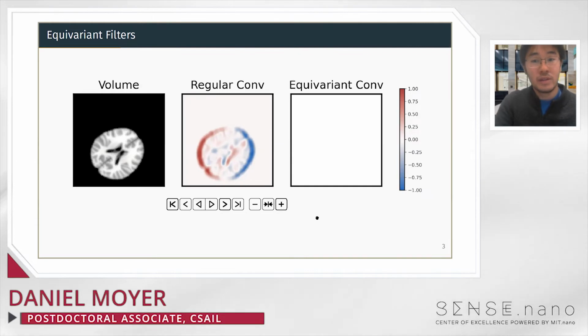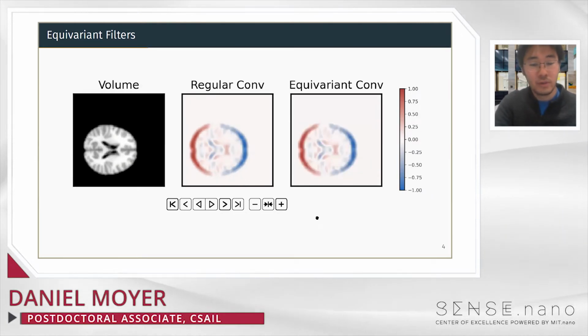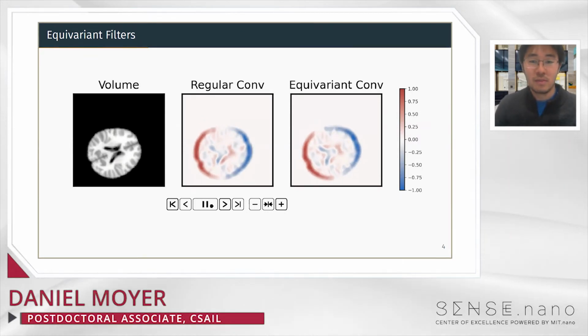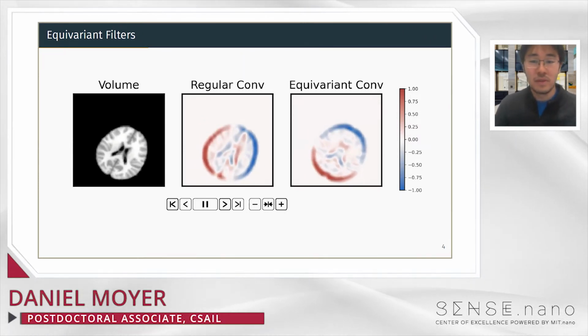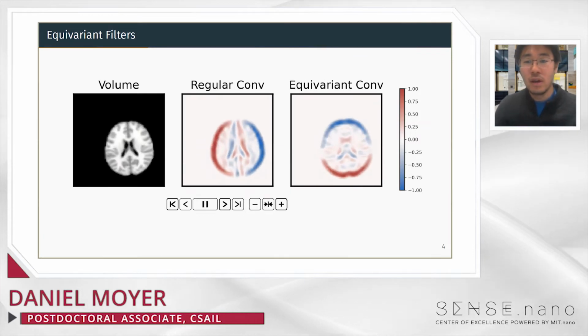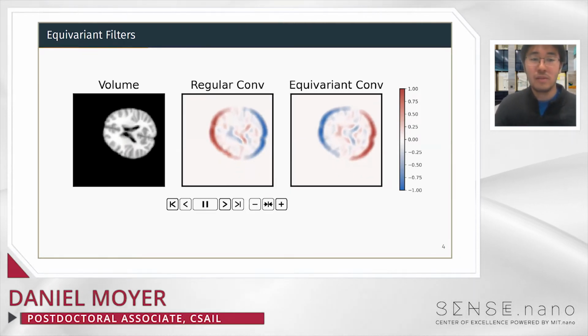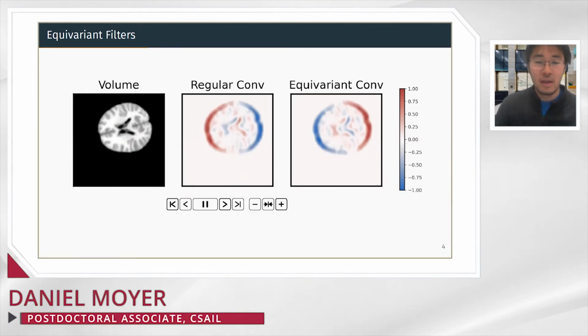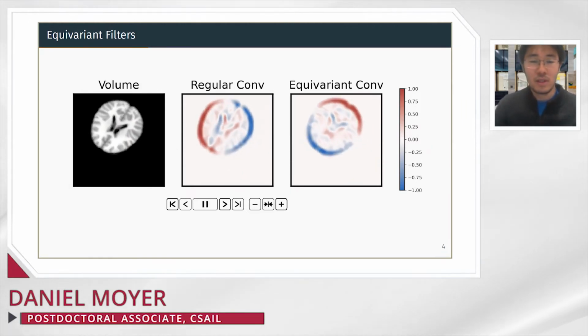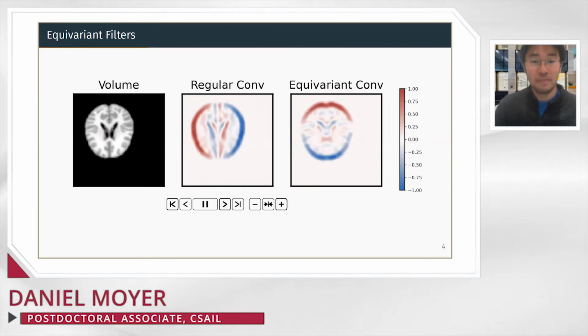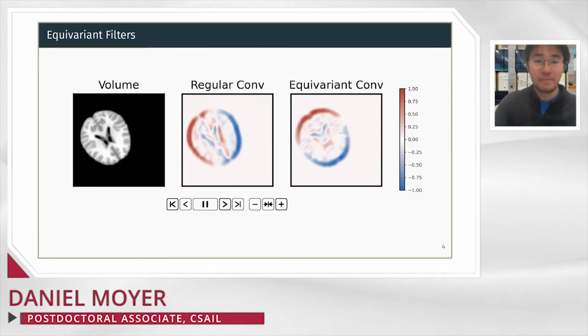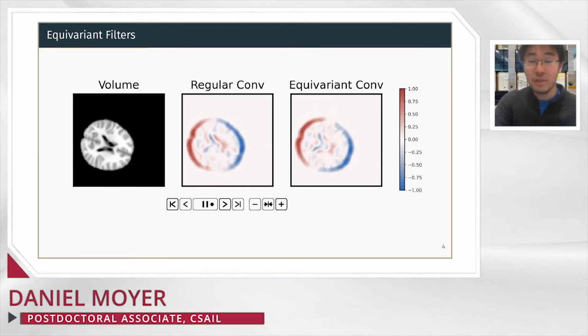On the other hand, an equivariant convolution, shown on the right, is always oriented in the same direction as the brain as it rotates and translates. So this is anterior to posterior. The red to blue is always in the same relative orientation with the subject, and not the same orientation as the image frame. So we're using the convolutions on the right-hand side.